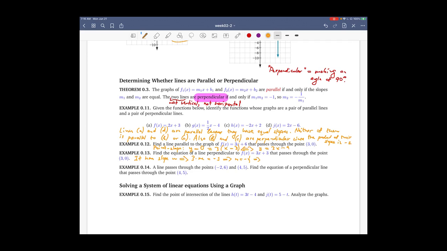So using the point slope form, we can write the desired equation as y minus the y coordinate 0 equals slope negative 1/3 times x minus the x coordinate 3. Or in slope intercept form, that will be y equals negative 1/3 x plus 1.